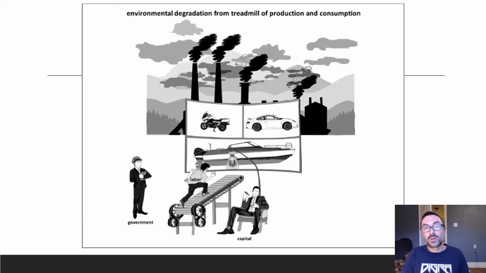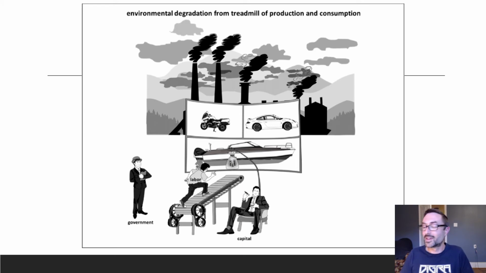This is an example, the treadmill of production is an example of human exceptionalism. This is the idea that we are special, that we can control nature, that we can dominate nature, the earth, we can use it for our own purposes, we can bend it to our will. And crucially, that any ill effects that arise out of this, we can use our superior brains and technology to fix those problems.